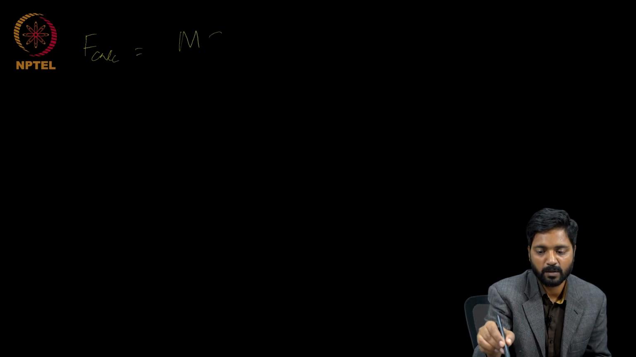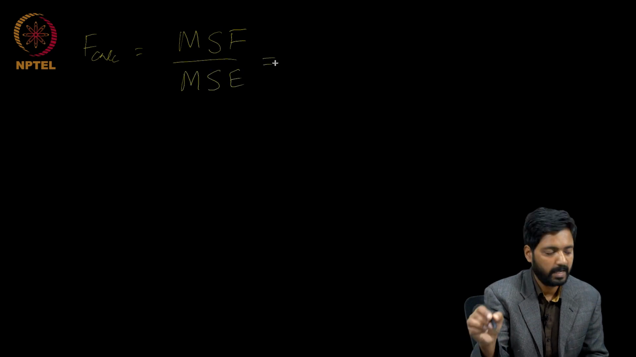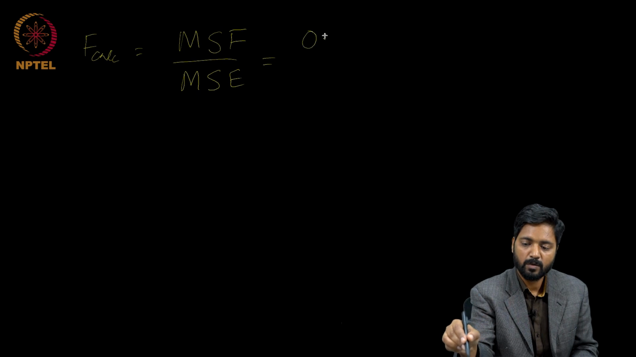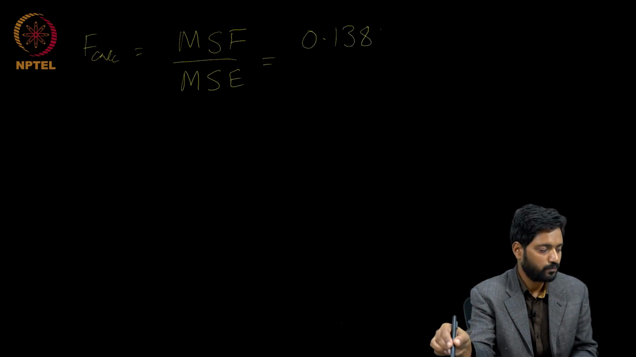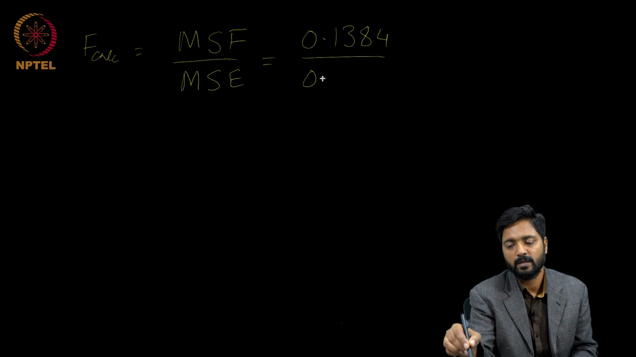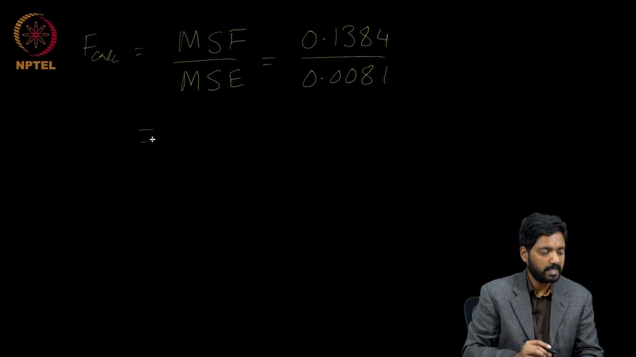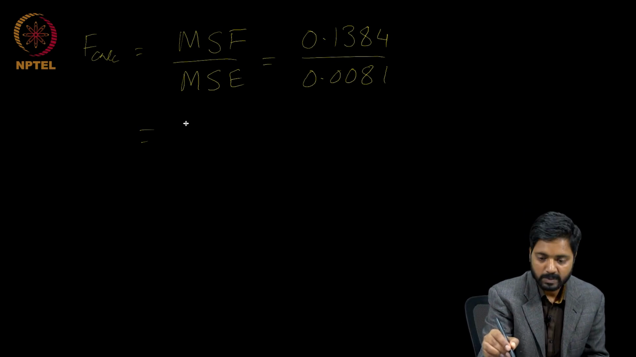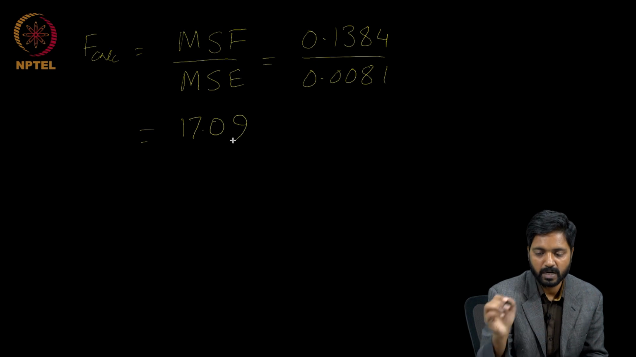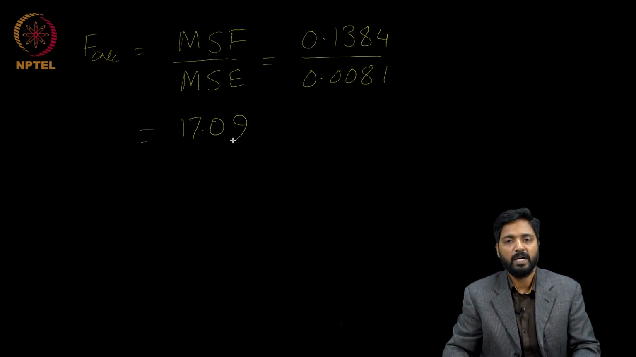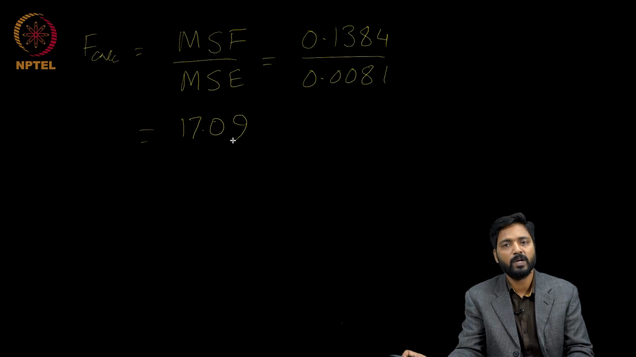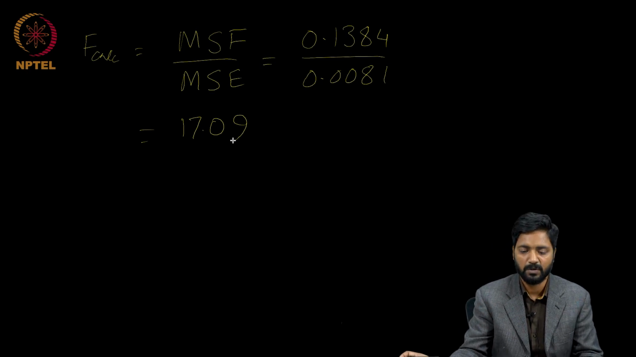Okay, now I presume we have everything available with us to calculate the F calculated value, or F value, which is nothing but MSF by MSE. This is 0.1384 divided by 0.0081, and the F calculated turns out to be 17.09. So we have all the details now available with us to create the ANOVA table.